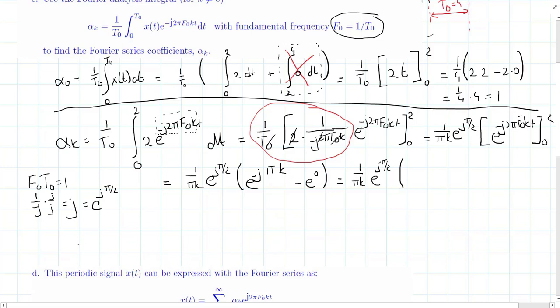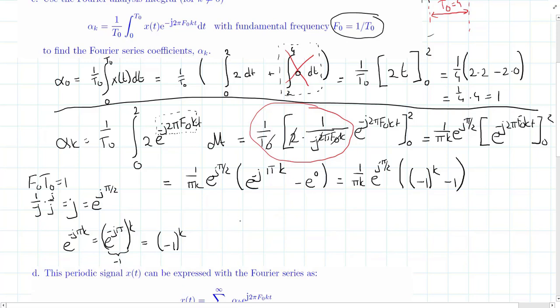Keep in mind that e to the power minus j pi k can also be rewritten as e to the power minus j pi to the power k. And this part is simply equal to minus 1. So what we have is minus 1 to the power k. So we have minus 1 to the power k minus 1. So this is already an expression for our alpha k.